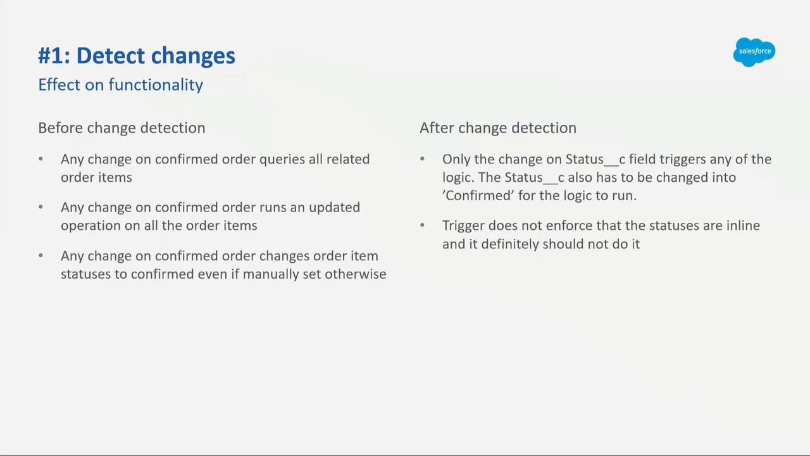And as mentioned, this has an effect on the functionality. So before we had the change detection in place, any change on the confirmed order would run the logic, meaning that even if it's something like order description or any other field that is changed, we would have run this logic. All the queries, all the DML, and that's usually not what we want. And after the change detection, only the status change to confirmed is running.